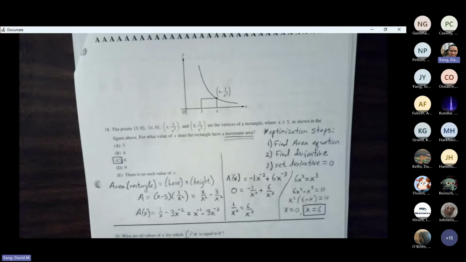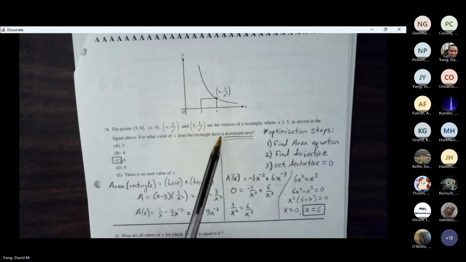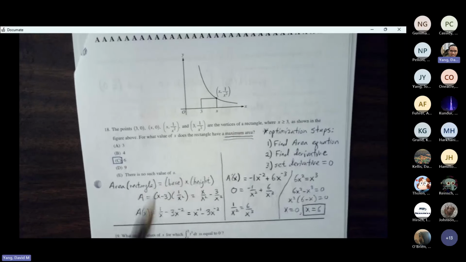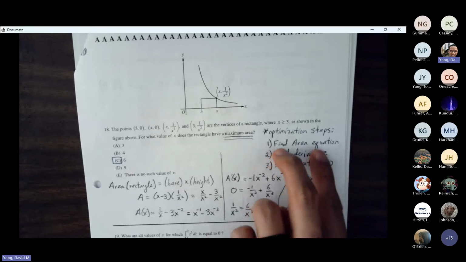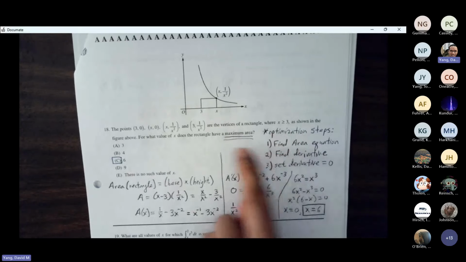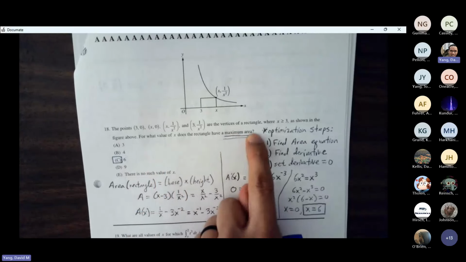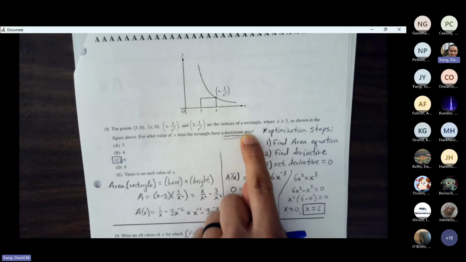Okay, this is pretty rare here. We see an optimization problem. Okay, so the big picture with optimization, I know we didn't do much with optimization, but really, in optimization, you find whatever equation will build that area or that unit, or whatever the equation is that they're looking for.